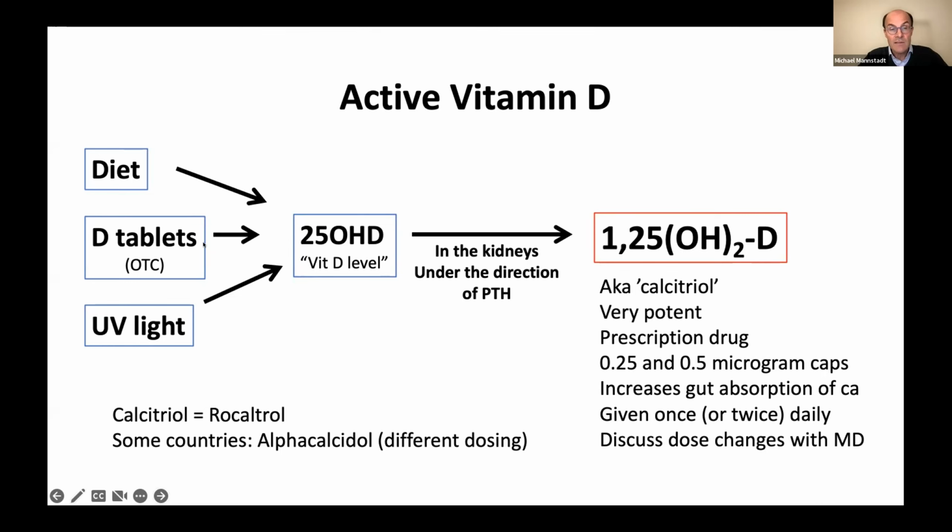What the body does with these pre-vitamins is to convert them into what is called 25-hydroxyvitamin D. It's just a chemical reaction that makes it hydroxylated at position 25. And that's the storage form of vitamin D in your body. It's relatively stable, and that's what we measure when we measure a vitamin D level. So if your doctor says, let's check your vitamin D level, that's what they're talking about.